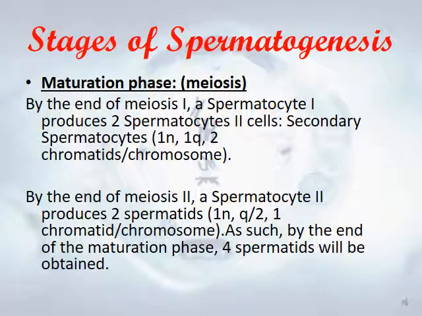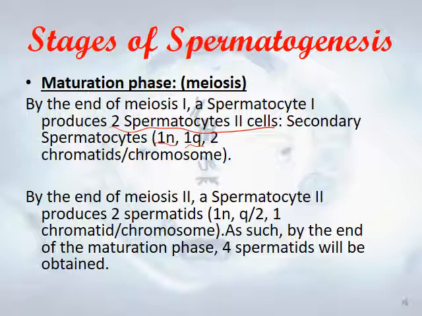Maturation phase, or it's called the meiosis. Meiosis, as you know, we have meiosis 1 and we have meiosis 2. That's why we explained the meiosis in the video before. By the end of meiosis 1, spermatocyte 1 will produce 2 spermatocyte 2 cells. They are called secondary spermatocytes. They are 1N, 1Q, and 2 chromatids per chromosome.